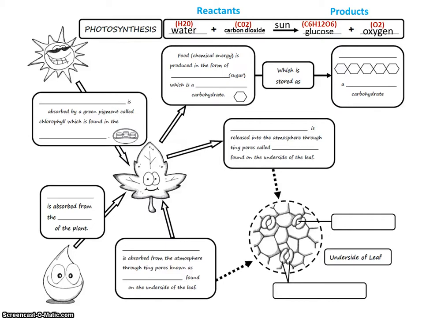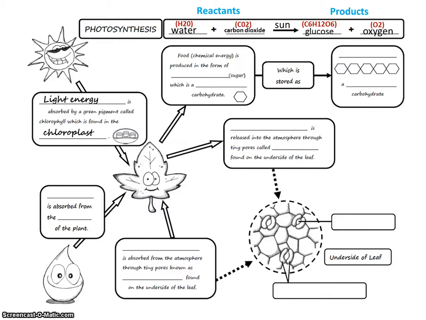So we're going to move down over here. Okay, and we're just kind of breaking it apart. So in order to start photosynthesis, the sun has to be out. So plants aren't going to be doing photosynthesis at night when they don't have that sun, they don't have that energy. So sunlight is going to be absorbed by a green pigment called chlorophyll, and that's found in a specific part of the cell called a chloroplast.